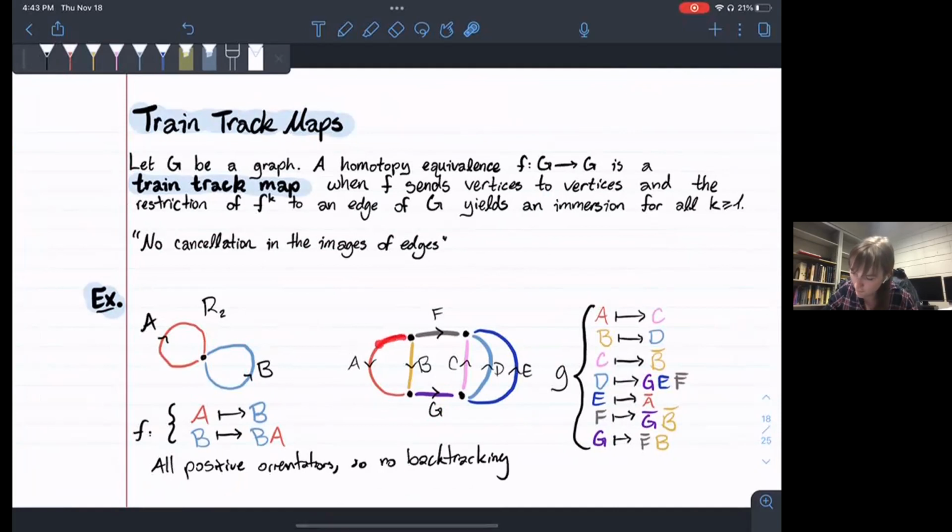So here's what it's doing. It's sending the edge A to the edge C. It's sending the edge B to the edge D. It's sending the edge C over B bar. So there's like a flip happening to part of what's happening here. The edge D is getting mapped over the edge path G, E, F bar. And then E is getting mapped to A bar. F is getting mapped to G bar, B bar. And then G is getting mapped to F bar, B.